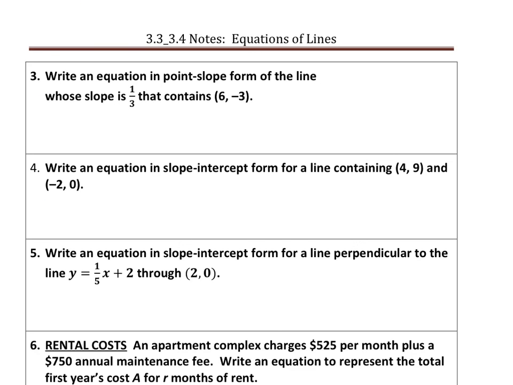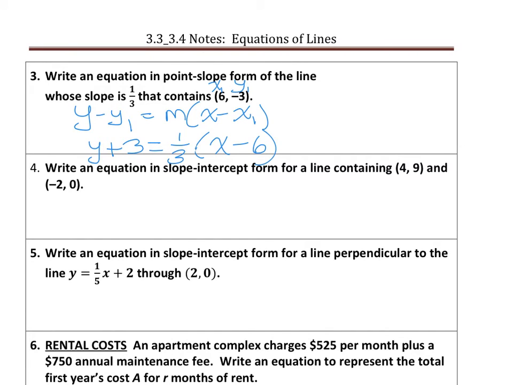Write an equation in point slope form of the line whose slope is 1/3 and contains the following point. Again, y minus y1 equals the slope times x minus x1. And this is x1, and that's y1. So we've got y minus a -3. So when we subtract a negative, take away a negative, that means we're going positive. And we have our slope, and whoops, I should have put our slope there since I know what it is. It's 1/3. And x minus 6. And there we have it.